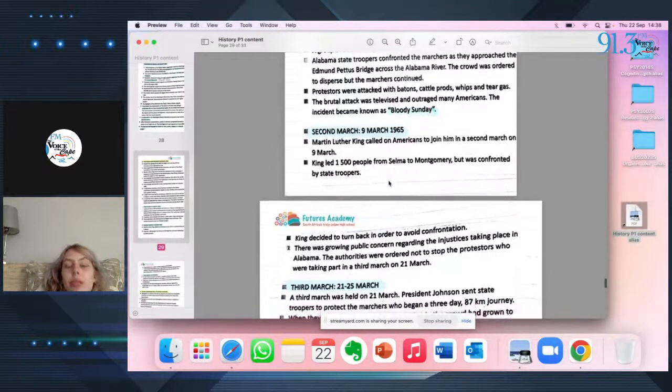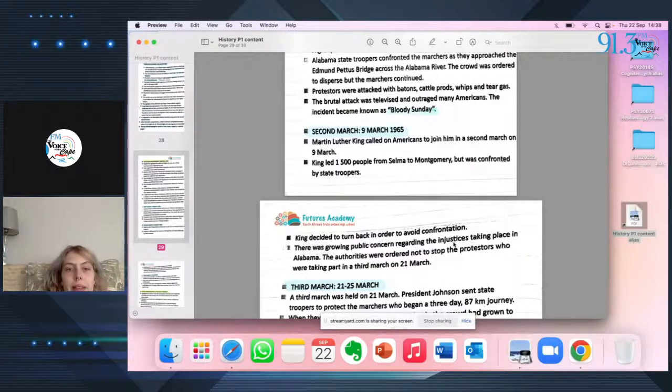The crowd was ordered to disperse, but marches continued. Protesters were attacked with batons, cattle prods, whips, and tear gas. The brutal attack was televised and outraged many Americans. The incident became known as Bloody Sunday.